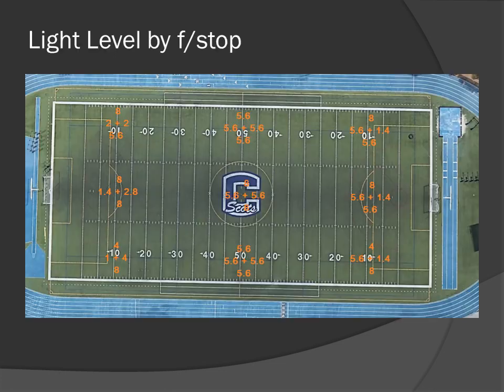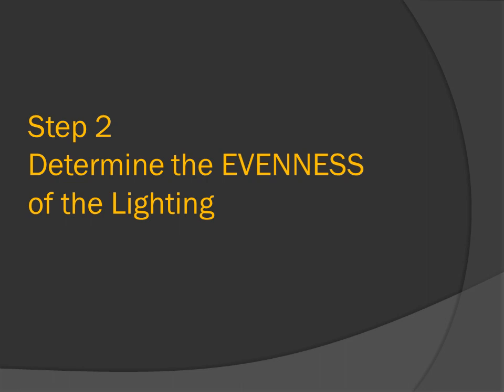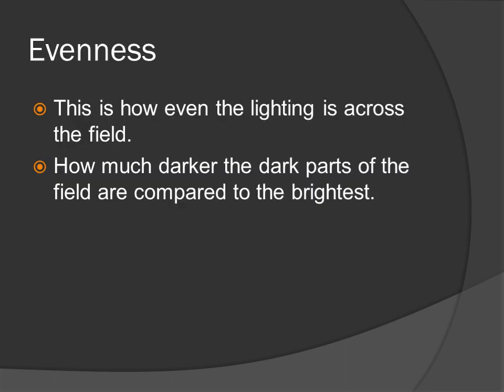And now we look at the field with that same data overlaid on it. So you can see approximately where the plots were taken on the field itself. Now, step 2, we want to determine the evenness of the lighting. This is how the lighting is even across the field. What we want to find out is how much darker the dark parts of the field are compared to the brightest.